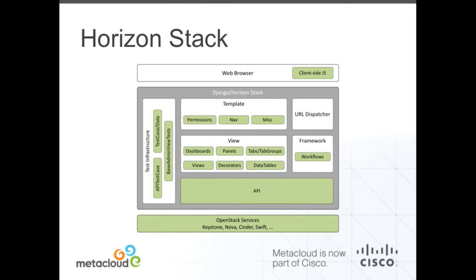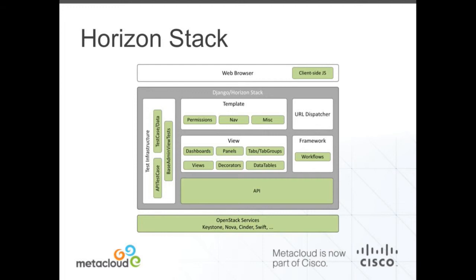The main differences here are you've got the client-side JavaScript at the top of the diagram, which provides some interactive capability. You have data tables in the middle of the view, which are one of the most fundamental components of Horizon. Those data tables contain a lot of functionality that enable you to present OpenStack data in a way that the user can interact with.